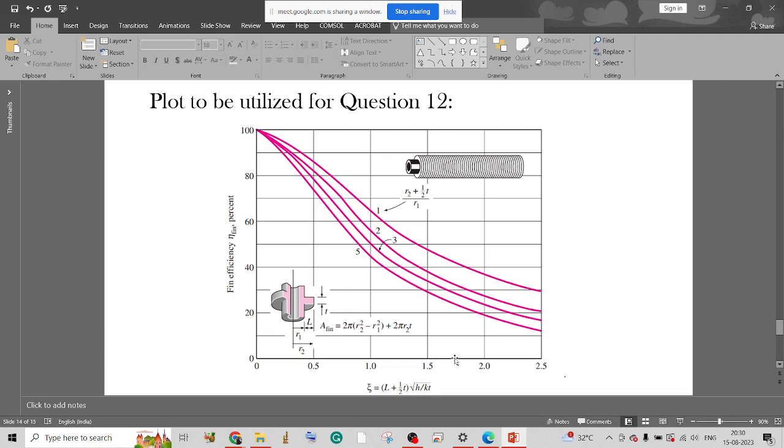There are four graphs, right? So based on R2 plus half T upon R1, you will understand which graph you need to pick. Whichever value 1, 2, 3, or 5 it will be close to, you will pick that graph. And based on the eta given on the x-axis, calculate that value, and based on that you will find out what the efficiency will be. And that efficiency you will be using to calculate the heat transfer. Understood? Okay, ma'am.